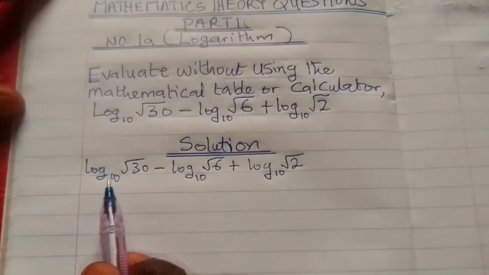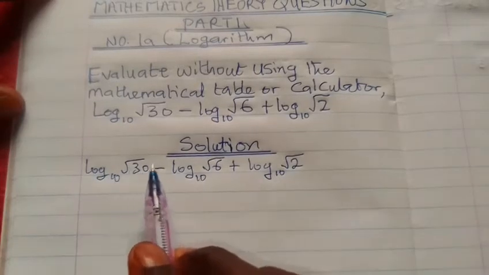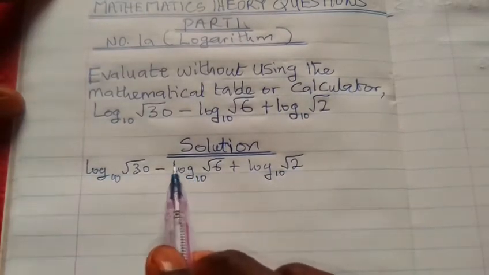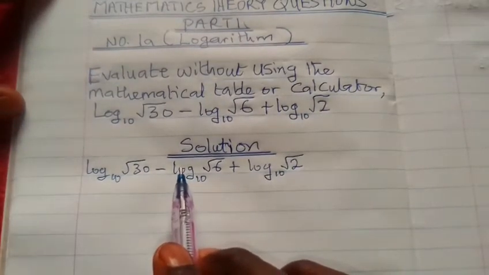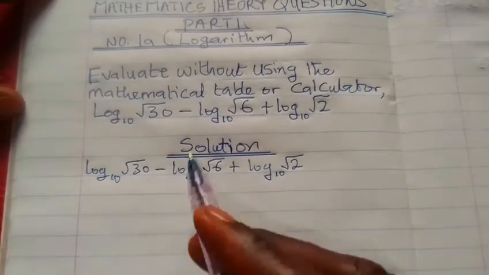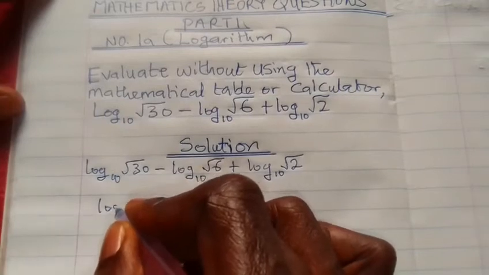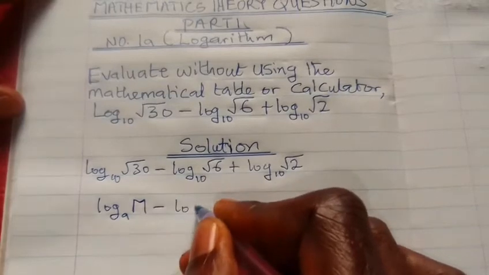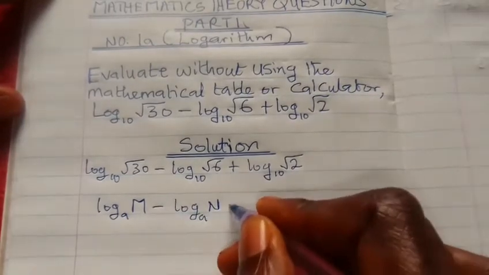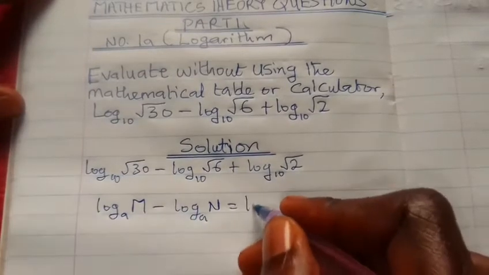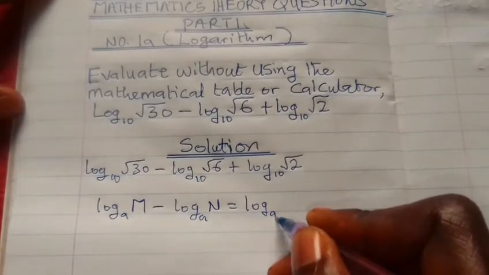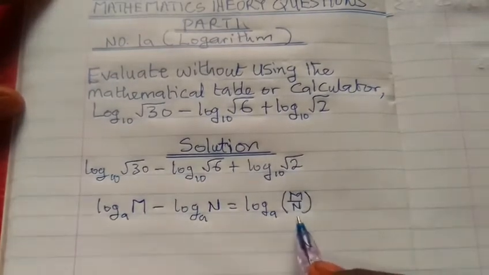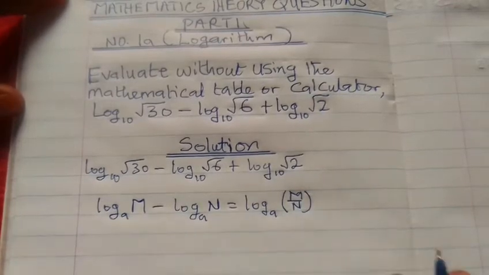Now the next thing you do is to note that the first logarithm here is separated from the second logarithmic term by a negative sign. So for us to do anything to these first two logarithms, we are going to apply the subtraction law. According to the subtraction law, if we have log m base a minus log n base a, then we take the common logarithm to the given base a, and we divide m by n. So this is the law that we are going to use in solving this problem.